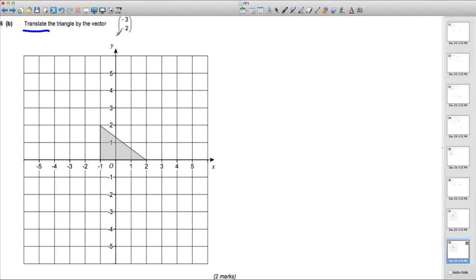Translate the triangle by this vector. That means 3 left and 2 down. Pick a corner. 1, 2, 3 left, 1, 2 down. That corner now goes there, so all the other corners can be joined. This corner's 2 up from it, this corner's 3 right of it, and there you go. Draw in with your ruler that triangle there. Simple as that.